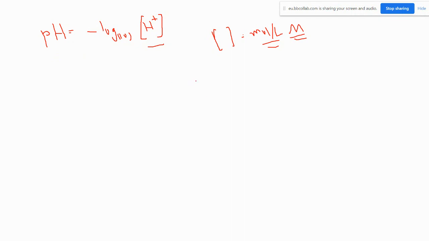Now, suppose somebody gave me H positive concentration of 0.1 molar. So what is the pH? It's very easy. If you have a calculator, you can find it. pH will be equal to minus log of the hydrogen concentration, 0.1. It will be equal to 1. The pH is equal to 1. A solution with a pH of 1 is highly acidic. We call this acidic.